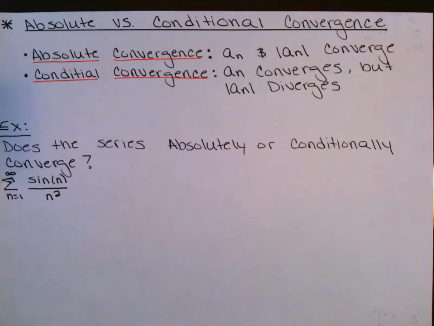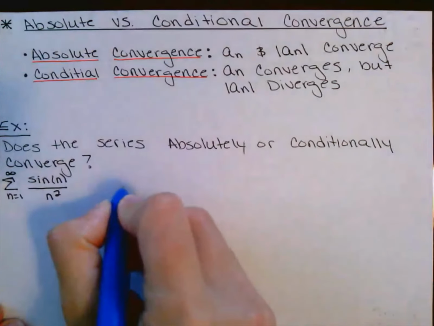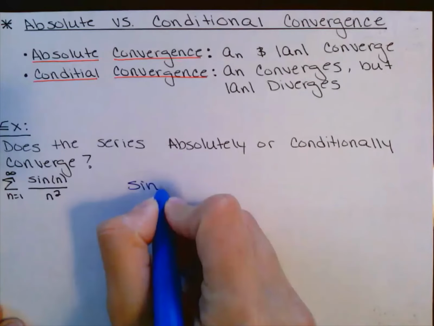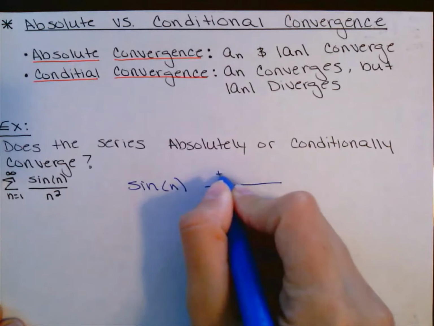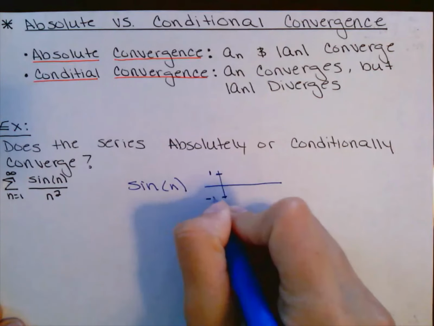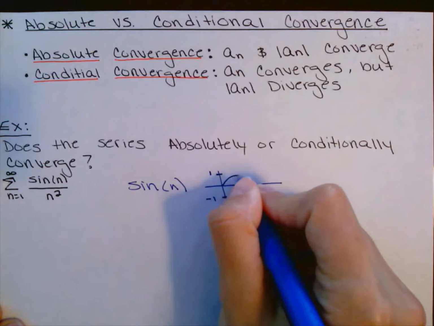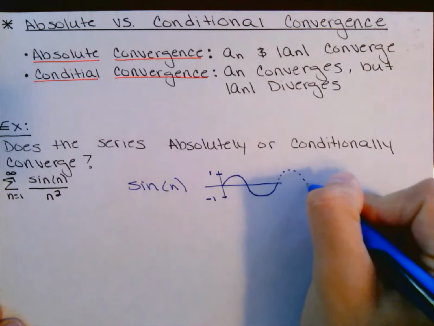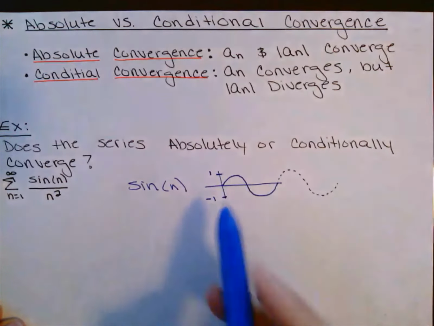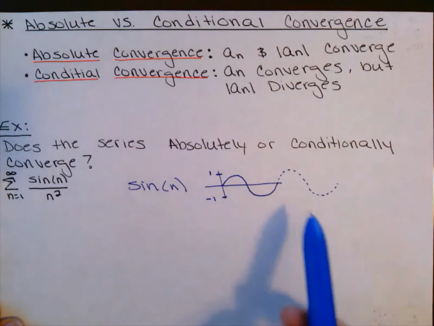So initially, if you look at this, it may not look like an alternating series, but I want to remind you that the graph of sine goes from +1 to -1, and it goes over and under, and it keeps doing that over and under again and again and again, which means it's going to alternate from positive to negative.